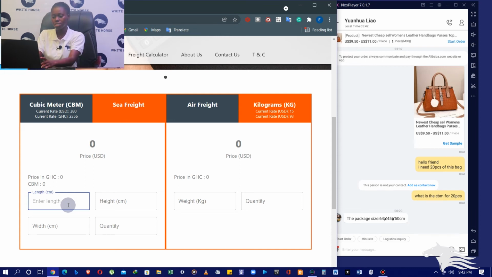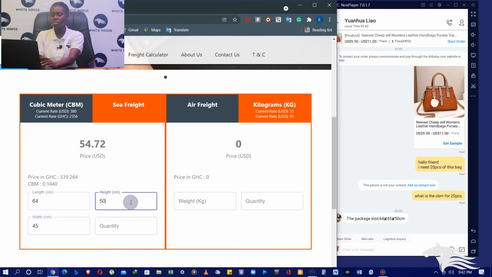So you input 64, 45, 50, and quantity, you input the number of quantity. In some cases, the supplier will give you the dimension for only one piece. So if you want like 20 pieces, you have to enter 20 pieces here. But in this case, he gave us the dimension for 20 pieces, so you just enter 1 because they are all one package. So you have your CBM here calculated.